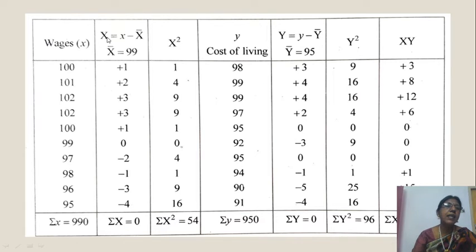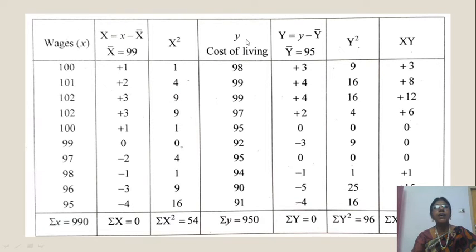Next, after finding capital X, find X square. 1 square is 1, 2 square is 4, 3 square is 9. Write sigma X square by adding all of these. So these columns belong to the x item.